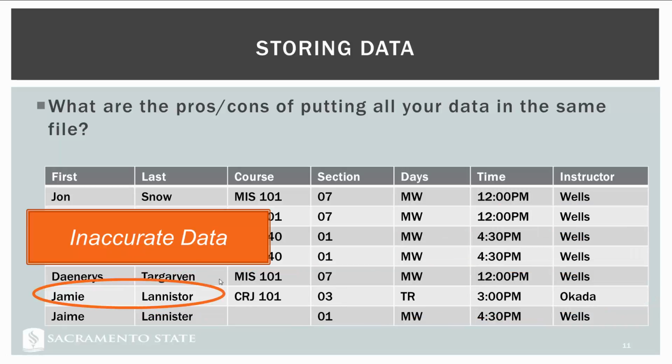Next problem is, well, what if it's inaccurate? You'll notice that there's 2 different spellings for Lannister here. And as it turns out, this is the incorrect one that's circled. So maybe, because of the duplication here, Jaime's name was put in incorrectly once, or maybe it was changed and we only fixed it in one place. Either way, we have inaccurate data that's inconsistent with each other, and that's a problem.